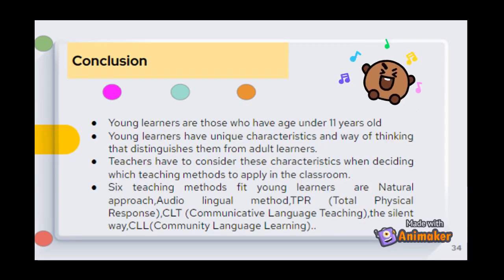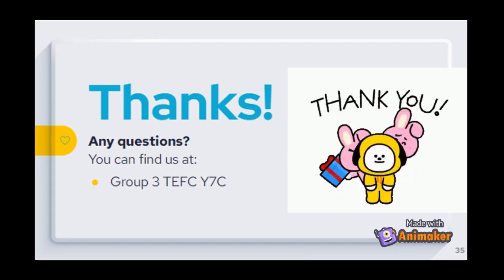According to Scott and Ytreberg, young learners are those who are under 11 years old. Young learners have unique characteristics and ways of thinking that distinguish them from adult learners. Teachers have to consider these characteristics when deciding which teaching method to apply in the classroom. The 6 teaching methods that fit young learners are the natural approach, audio-lingual method, total physical response, communicative language teaching, the silent way, and community language learning. Now that is a wrap.